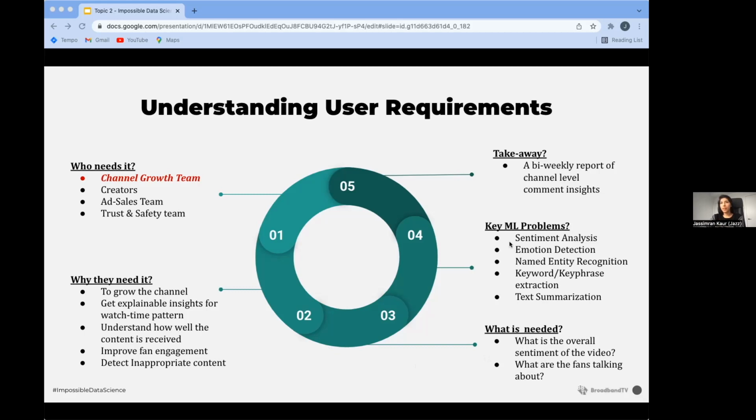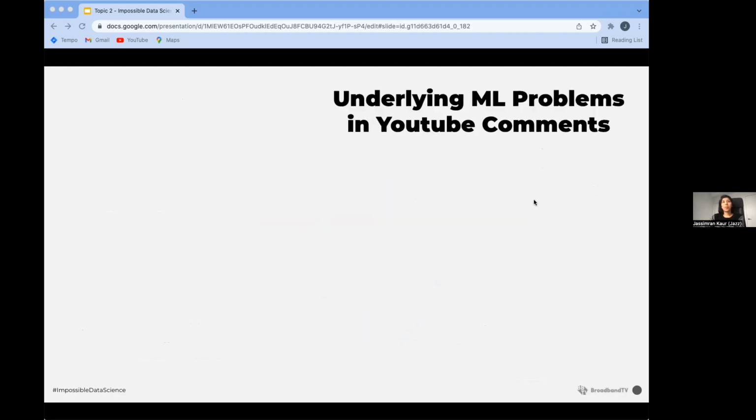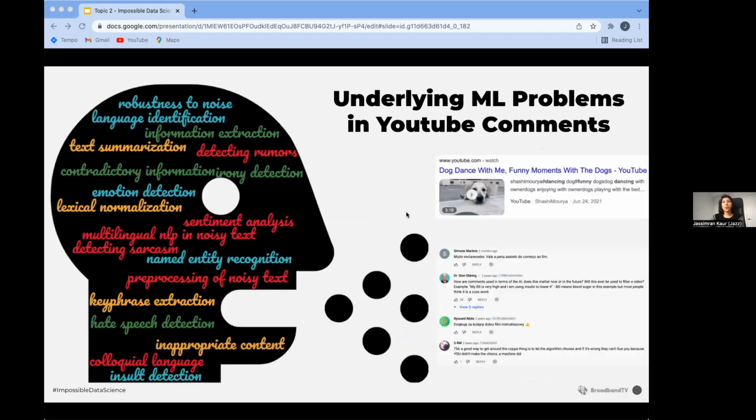Now, if we want to translate this into machine learning problems, off the top of my head, I would say sentiment analysis on comments, emotion detection, named entity recognition, keyword and key phrase extraction, maybe topic modeling, and then maybe text summarization, because what the channel growth team asked for is a bi-weekly report of channel level comment insights. Okay, we have the requirements. So under the hood, what are the possible ML challenges that we have to resolve?